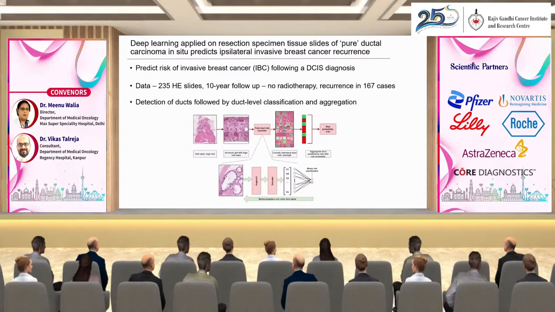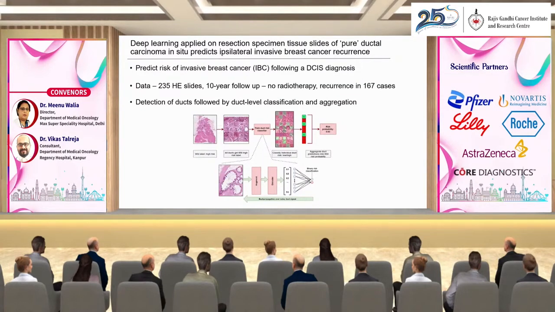Now their premise was that ductal carcinoma in situ diagnosis is overtreated, that is, by surgery or by radiation. So they tried to predict the recurrence of invasive breast carcinoma in the ipsilateral breast by using a training set of 235 H&E slides, which had 10 years follow-up with no radiotherapy and had recurrence in 167 cases. So this was their training set.